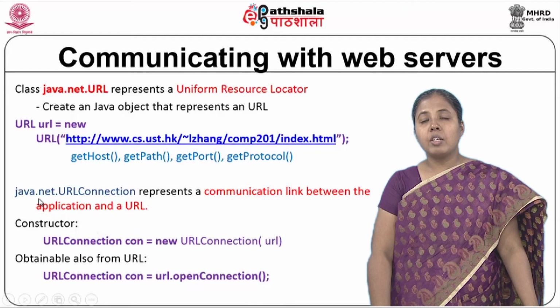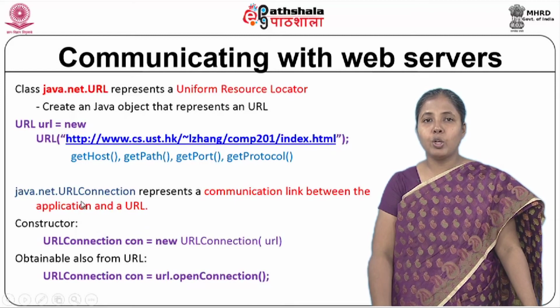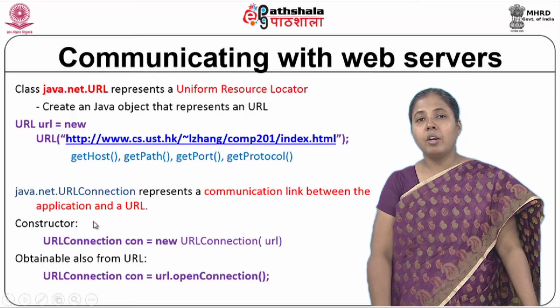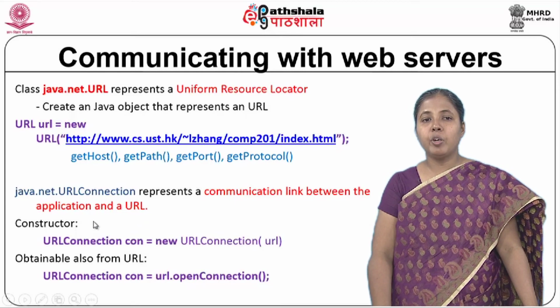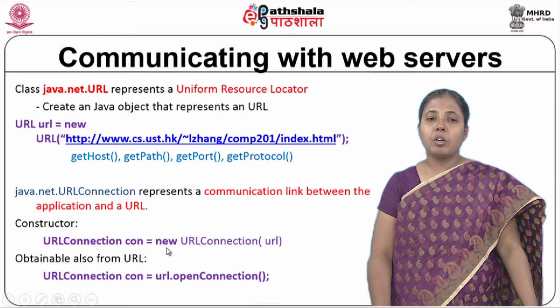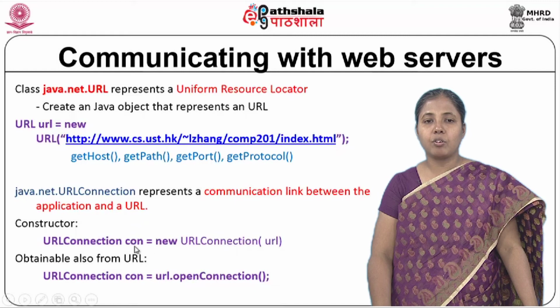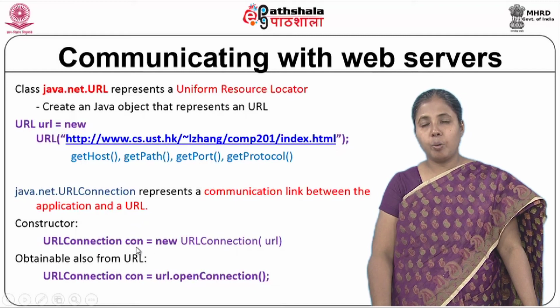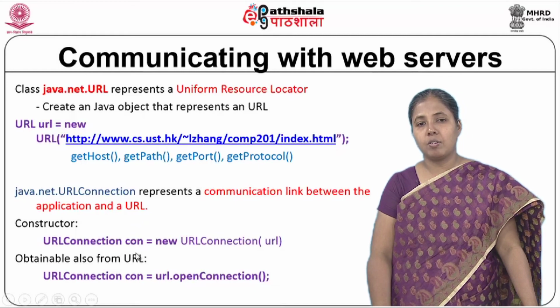And in the java.net package, as I told you, you have a class called URLConnection class that represents a communication link between the application and a URL. The constructor of the URLConnection class looks like this. You can directly make a new URLConnection and create an object of the URLConnection. So, con is the object of this URLConnection class.